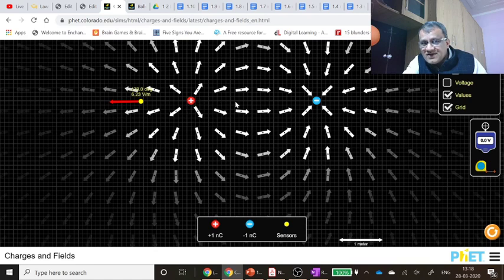Now what do you expect the field to be here? Due to positive, the field is towards right. Due to negative, the field is towards right. And so I expect the field to be right, right, right. But then do you see, visually I am getting a very odd kind of effect. Do you see that?